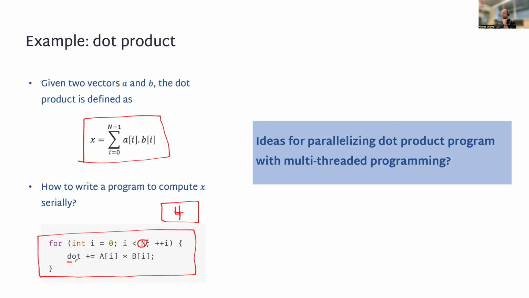But the problem is with this dot, right? Because it creates a dependency between iterations. If we didn't have this dot, and if we only wanted to compute A[i] times B[i], then everything would be okay, right? But how can we handle that with 4 threads in this case? Let me try to draw something for you. Assume this is my array. It has n elements.